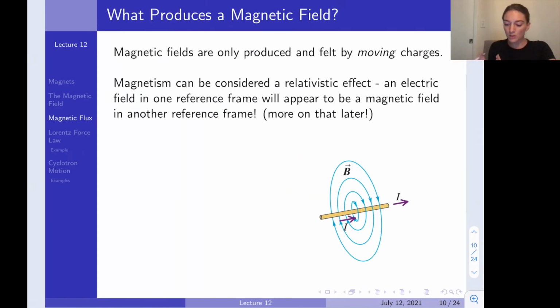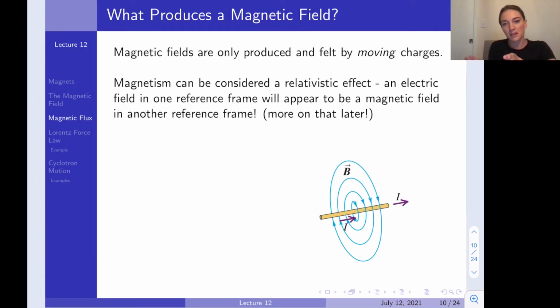So now let's talk about what actually produces a magnetic field. So magnetic fields are very interesting because they're only caused by moving charges. So if your charge is just sitting there, it cannot produce a magnetic field. Similarly, magnetic fields are only felt, or magnetic forces are only felt, by moving charges. So when you have stationary charges, they cannot feel nor produce magnetic fields.